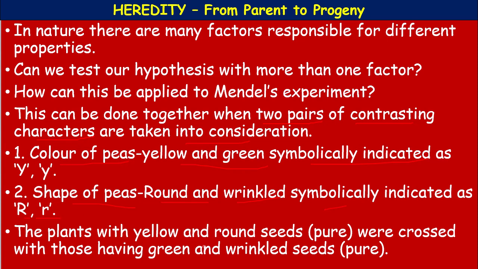The plants with yellow and round seeds, pure, that is capital Y and capital R, were crossed with those having green and wrinkled seeds, pure, that is small y, small r. Means we are applying Mendel's experiment by taking two pairs of contrasting characters. This is not newly done, it is already done by Mendel.